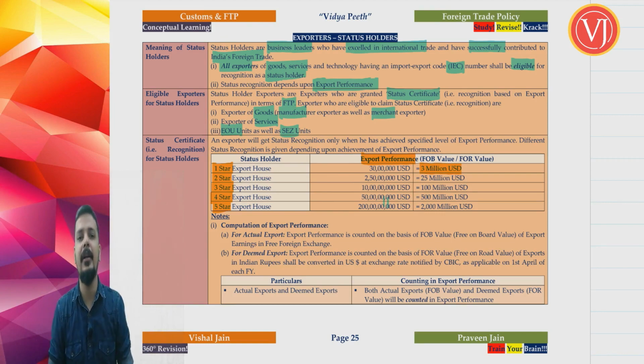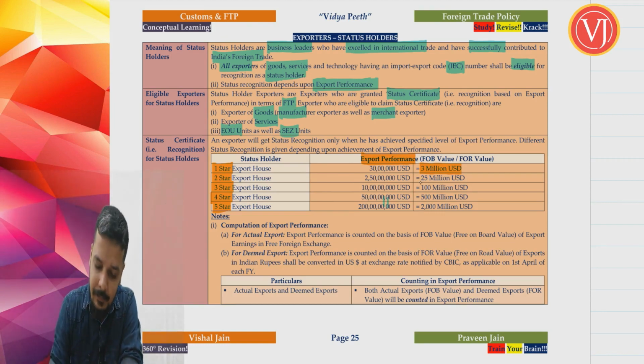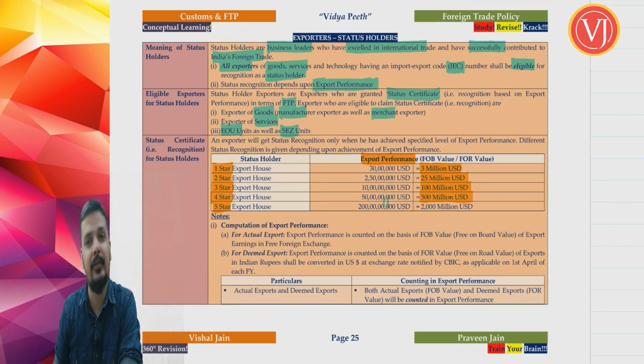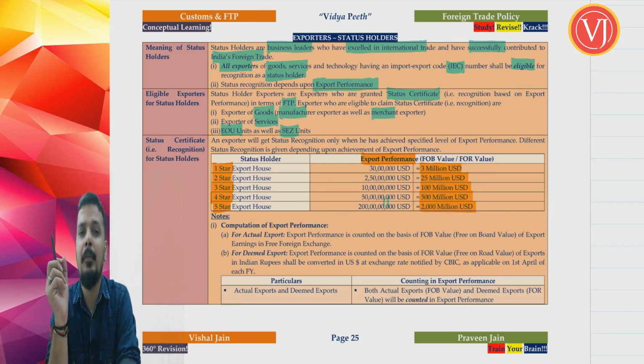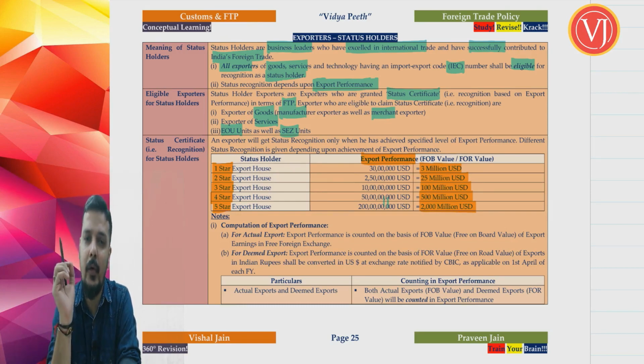First, understand 3 million USD, that is 30 lakhs US dollars. 2 star, 25 million US dollars. 3 star, 100 million US dollars. 4 star, 500 million US dollars. And 5 star, 2000 million US dollars. So what is the export performance that they are expecting? $3 million, 25, 100, 500, 2000 million dollars.